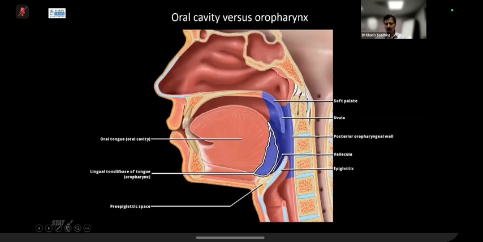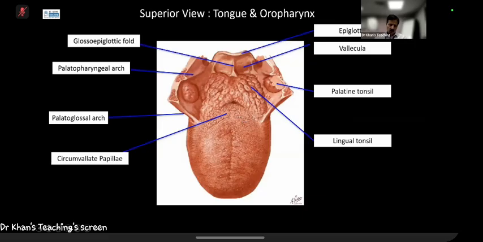This is the epiglottis, which is part of the supraglottic larynx, and inferior to this portion will be the hypopharynx. So now these are the landmarks to differentiate between the oral cavity and the oropharynx. This is the tongue. These are the taste buds, which are circumvallate papillae. Posterior to the circumvallate papillae, all of this is the lingual tonsil. This is all part of the oropharynx.